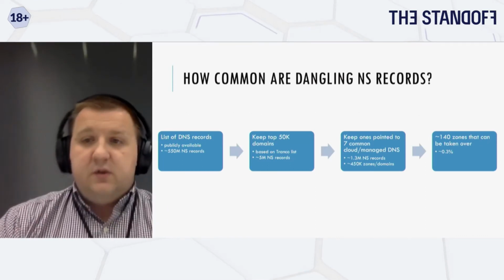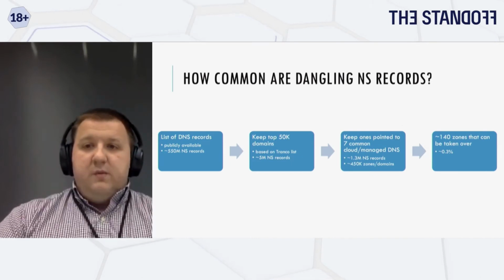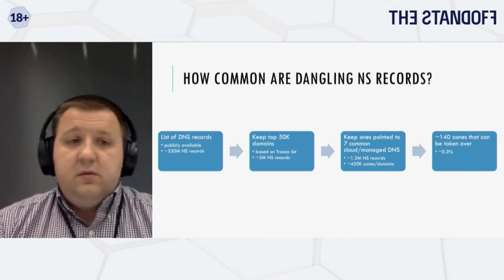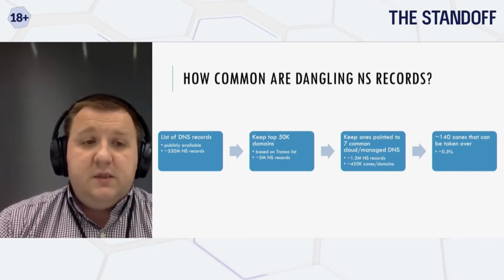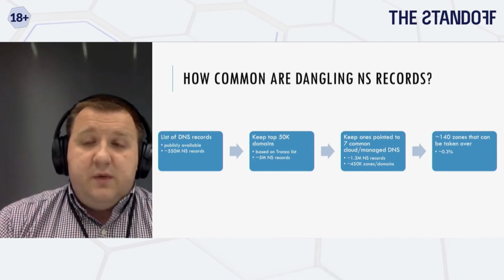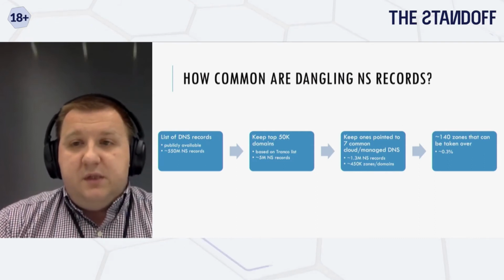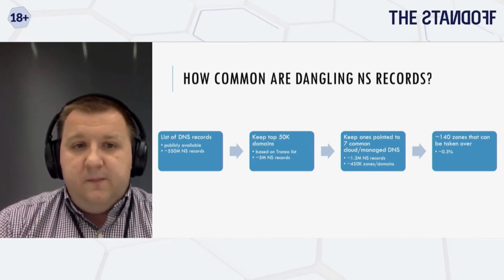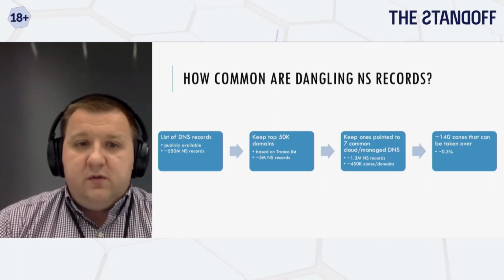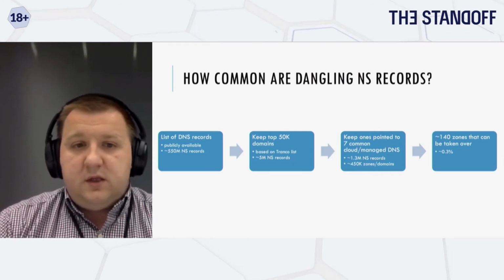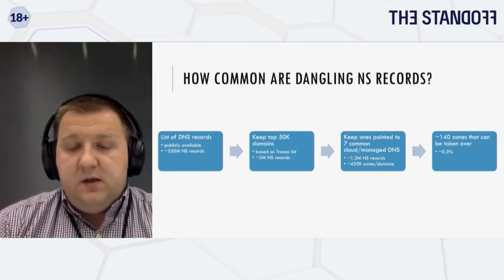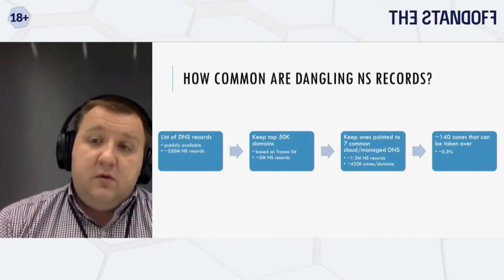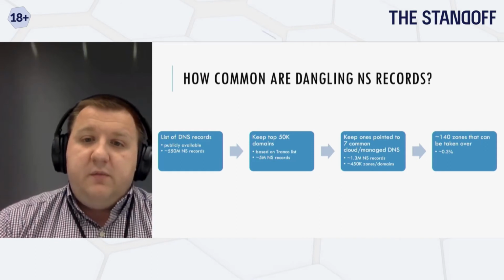The next question is sort of obvious. How prevalent is this issue? I applied the same methodology. I took the list of publicly available DNS records. It contains something like 550 million NS records. Similarly, I filtered out everything except the top 50K domains, and this gave me something like 5 million NS records.